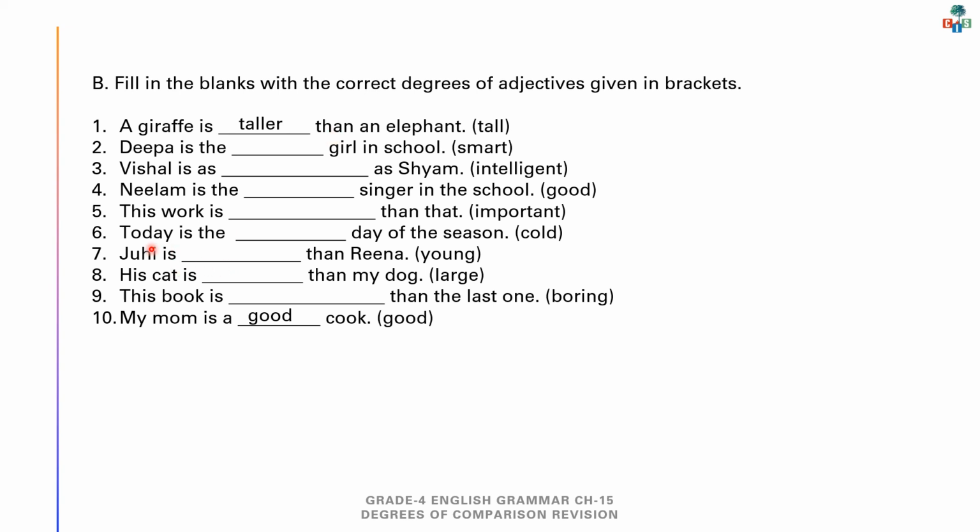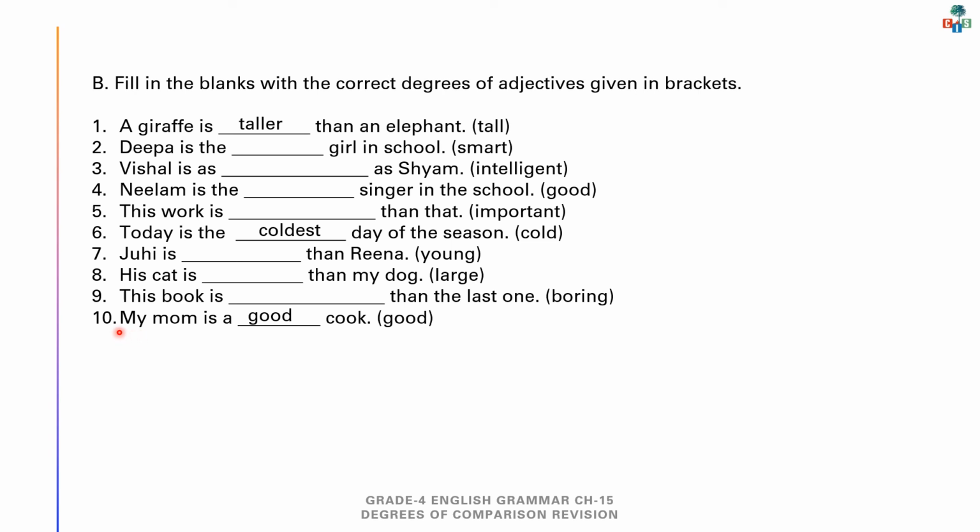Now, look at this sixth one. Today is the dash day of the season. Now here in this blank, I have used the word the. So when do we use this word the? With which degree? Yes, with superlative degree. So the adjective cold will be changed into coldest. Today is the coldest day of the season.